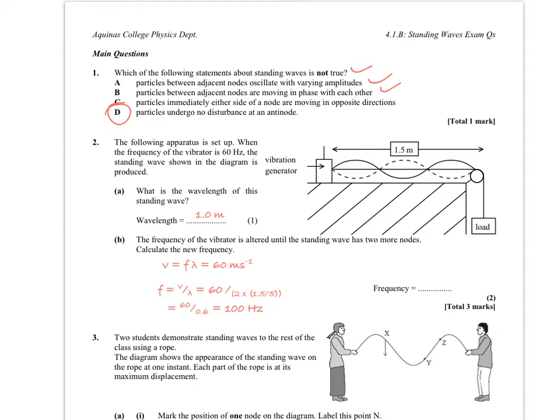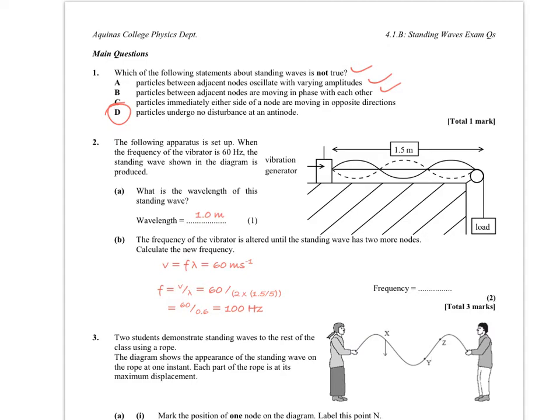The alternative way to work this out is, of course, to look at this and think 60 Hz is the third harmonic, so 60 divided by 3 would give us our fundamental frequency. 60 divided by 3 is 20 Hz, and then to find the fifth harmonic, we're going to have 5 times 20, 100 Hz.